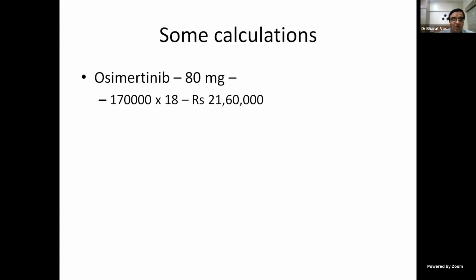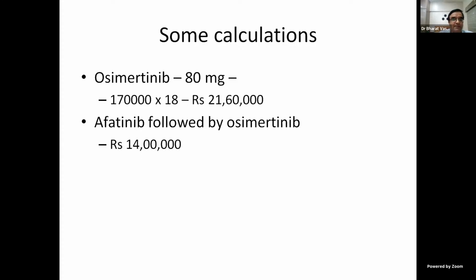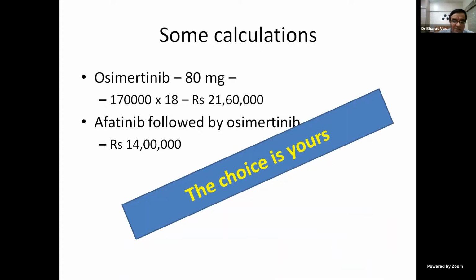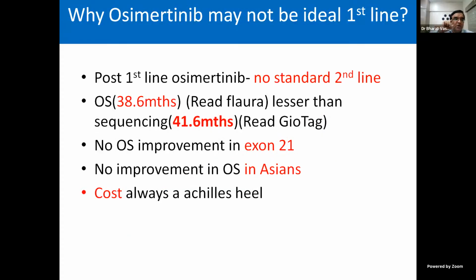So I have reduced the cost: around 21 lakhs cost for osimertinib, and around 14 lakhs cost when you alter afatinib with osimertinib. So here also, probably the choice is yours when you can get the same survival when you can sequence. Why should I not use the last two slides? Because post first line osimertinib, there are a multitude of resistance mechanisms like MET amplification, FGFR, but please remember there is no standard second line available till now in India.